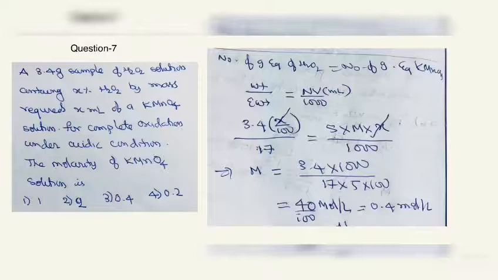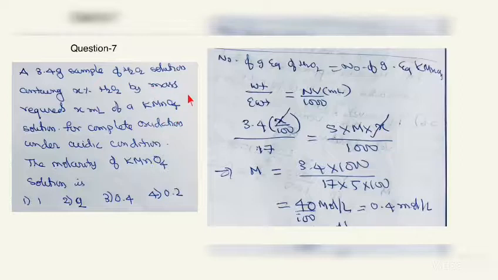Question number 7. A 3.4 gram sample of H2O2 solution containing x percent H2O2 by mass required x mL of a KMnO4 solution for complete oxidation under acidic condition. The molarity of KMnO4 solution is: 1, 2, 0.4 and 0.2. So in this case we are taking 3.4 grams of H2O2, but it is not 100% pure, it is x percent pure. That is one point, and it is reacted with KMnO4.